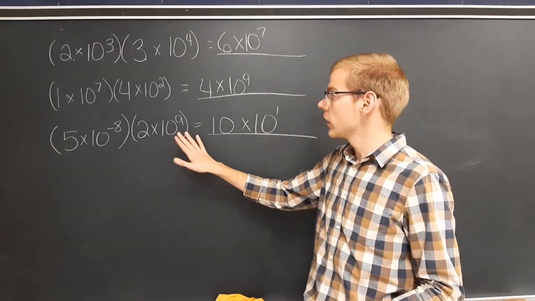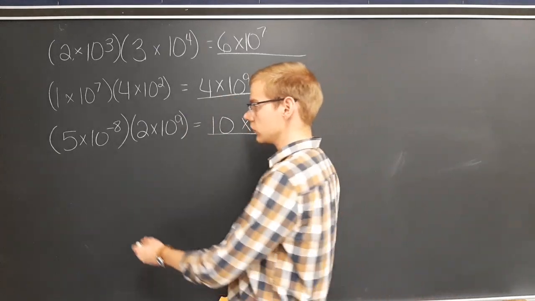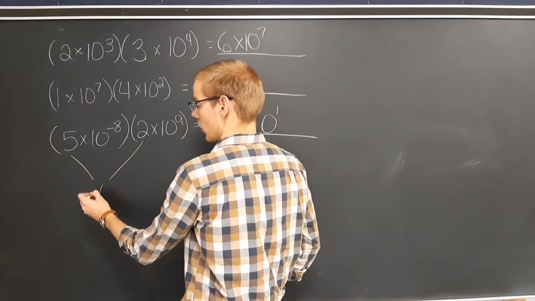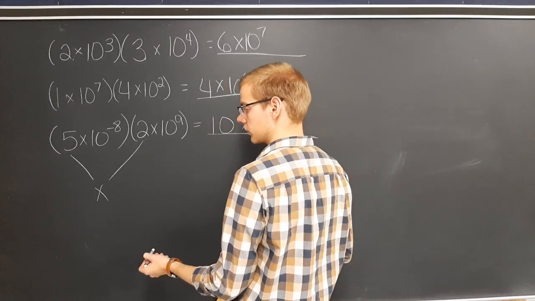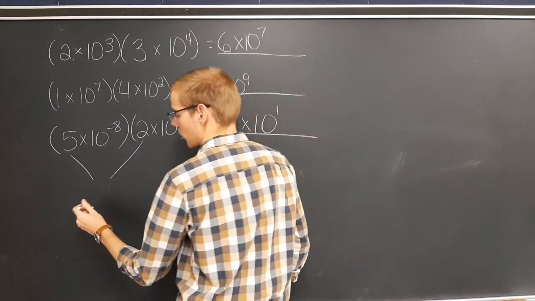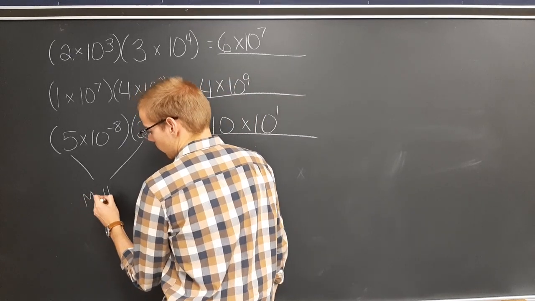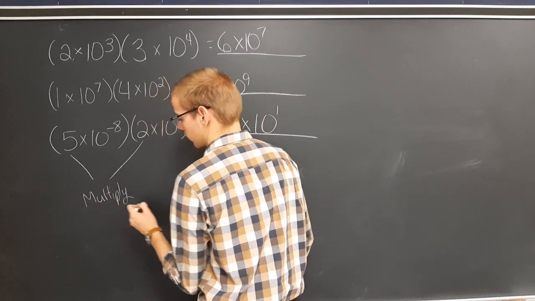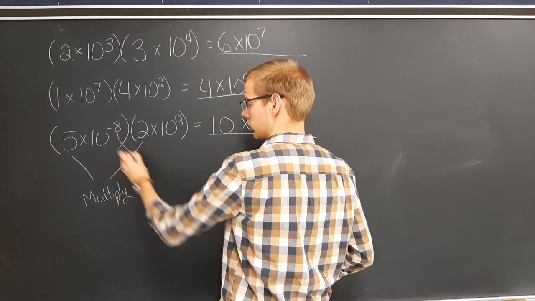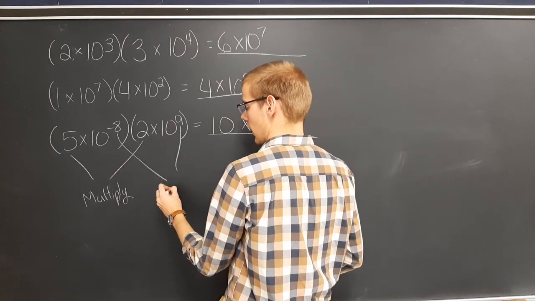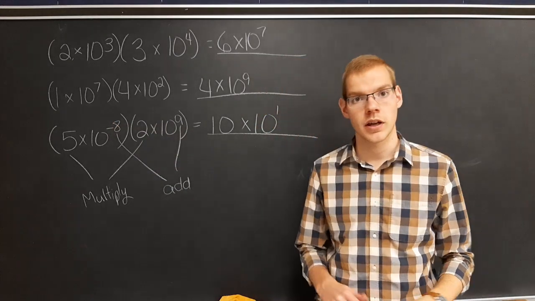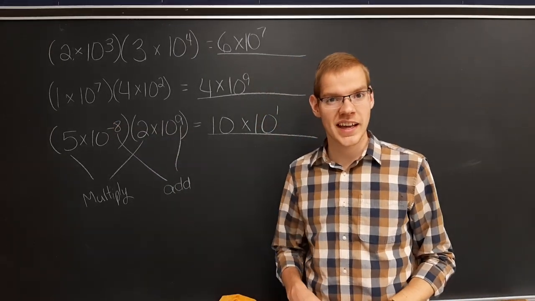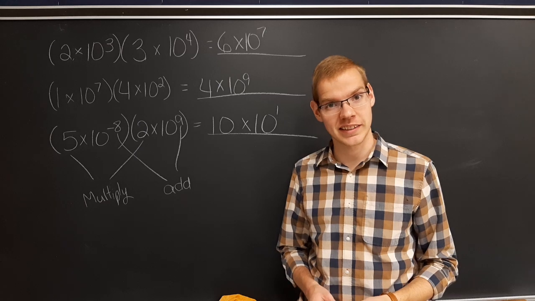So go ahead and multiply those two numbers, and then write that number. Multiply. And then add those two exponents together, and you're good to go. Go ahead and do the rest of the new part and the lesson on your own.